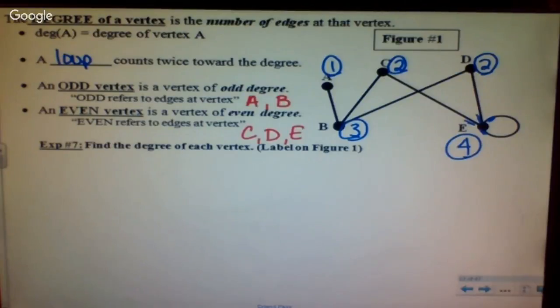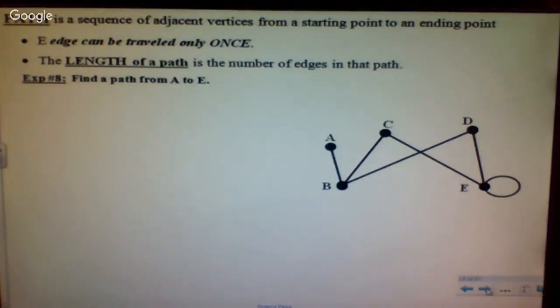Not too bad. I think we've got 3 more terms. All right. A path, by formal definition, is a sequence of adjacent vertices from one starting point to an ending point. A path starts in one spot and ends in a completely other spot. So, your key here, though, is you can only travel an edge once. So once you go down a street, you can't go back up the street.